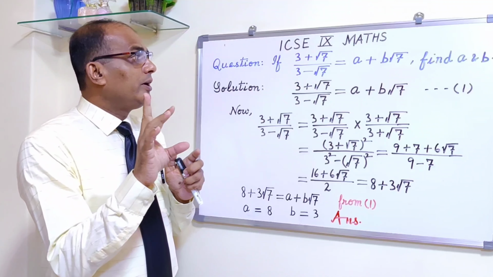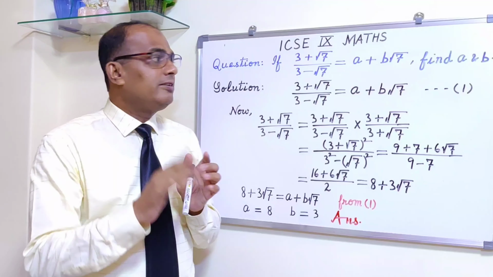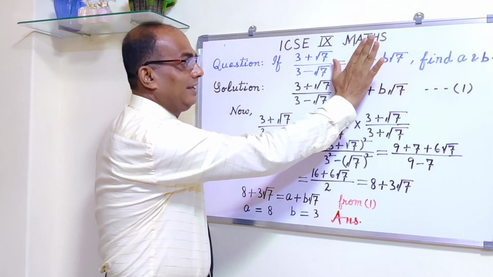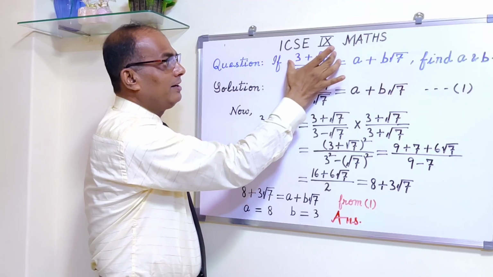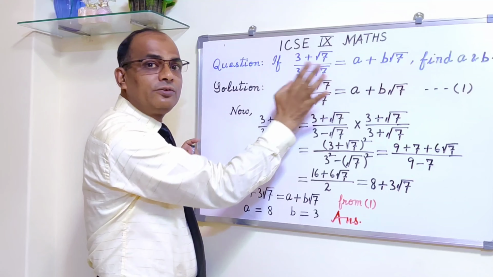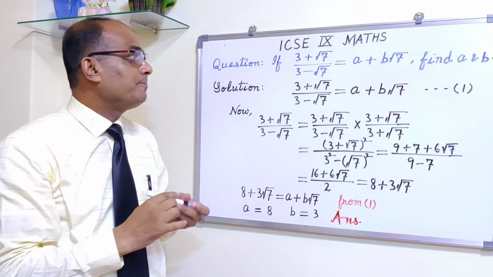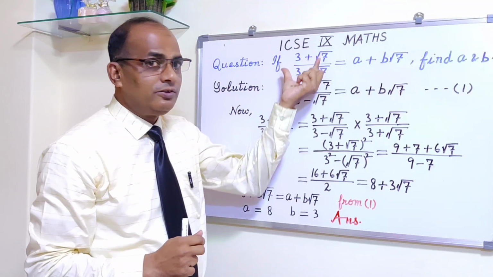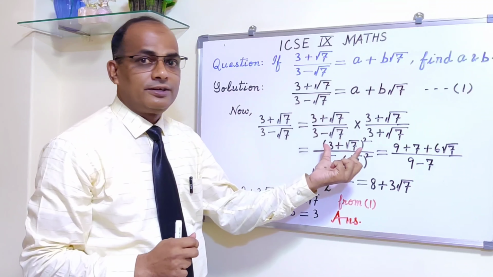in fact, we are doing two questions here. One, suppose the question says that this right hand side is not there, only this part is there, 3 plus root 7 upon 3 minus root 7, and the question says to rationalize the denominator. So that also we are learning: how to rationalize the denominator.